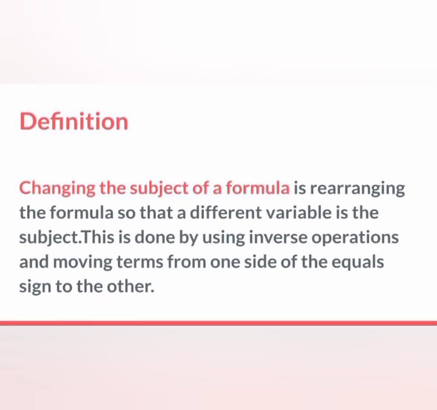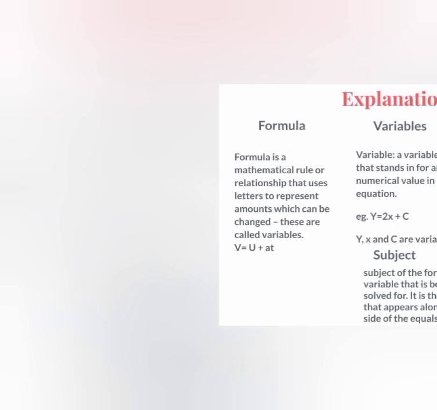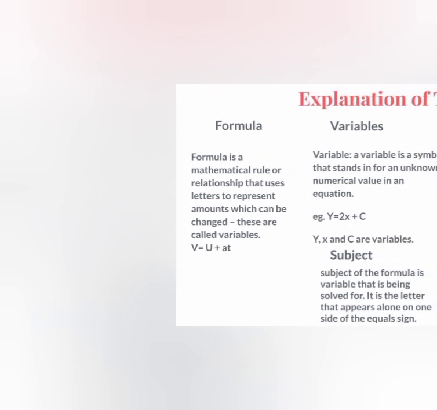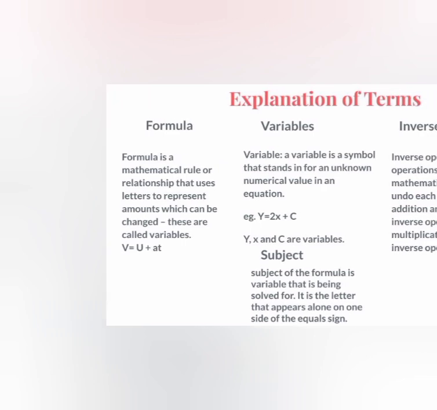This is done by using inverse operations and moving terms from one side of the equal sign to the other. A formula is a mathematical rule or relationship that uses letters to represent amounts which can be changed. These are called variables. Example, V equals U plus AT.